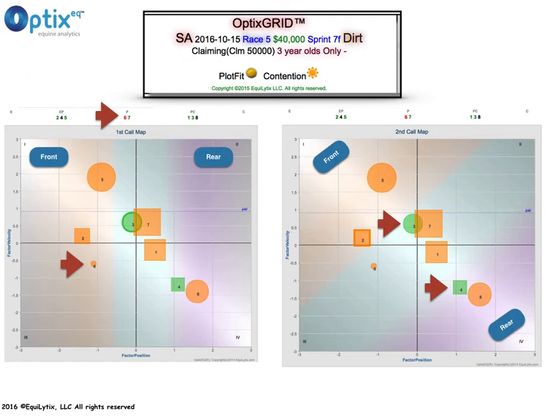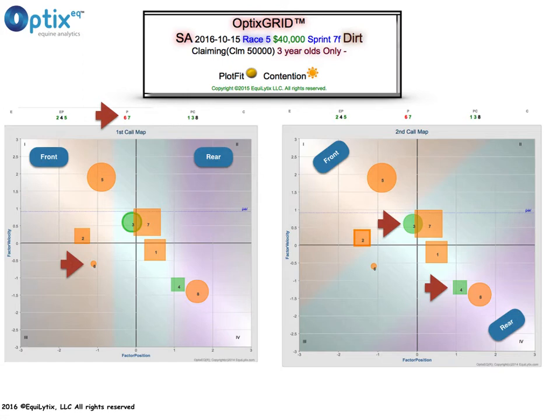When we get to the second call to the right, you start seeing that maybe the 5 retains his advantage, but the 7 and the 1 look like horses that could sit and maybe close, noted by their squares. The 3 and the 4, the 3 is the favorite in this race, one of the favorites. And you see he's got a circle there. So he's going to be at a disadvantage to the 1 and 7 based on that.